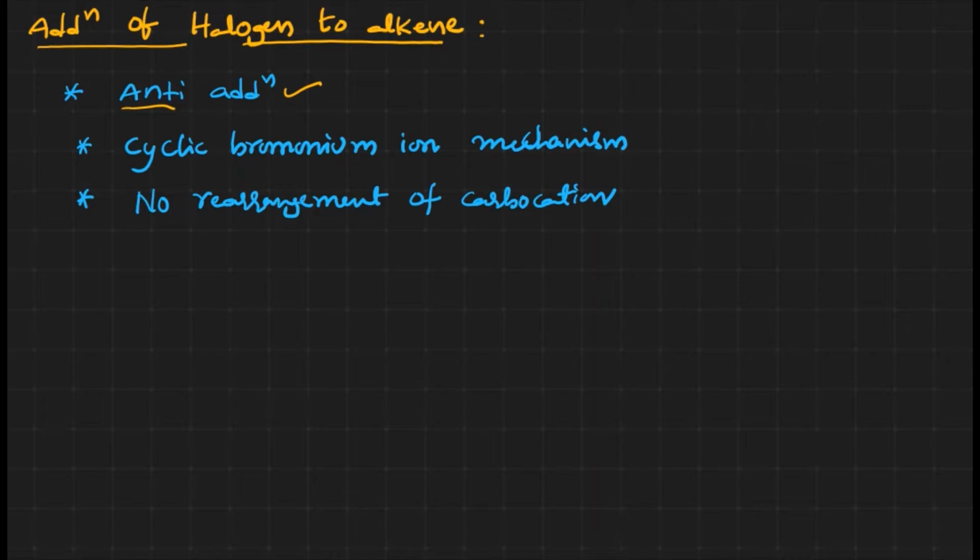This reaction takes place through a cyclic bromonium mechanism, meaning it forms an activated or transition state, something like a cyclic bromonium ion. And no rearrangement of carbocations takes place. Earlier, we discussed carbocation intermediate formation, rearrangement and ring expansion, all those things. Here there is no rearrangement of carbocation.